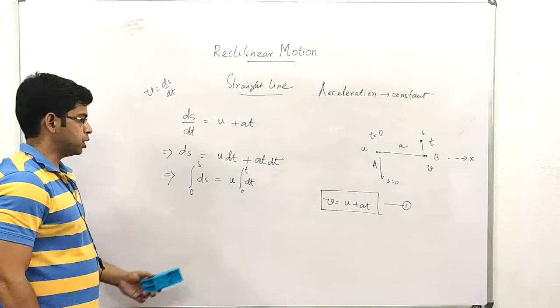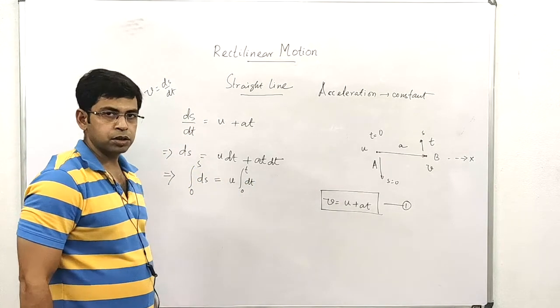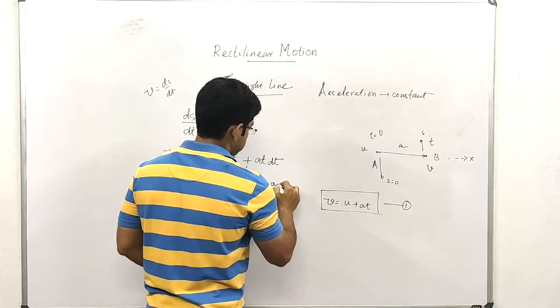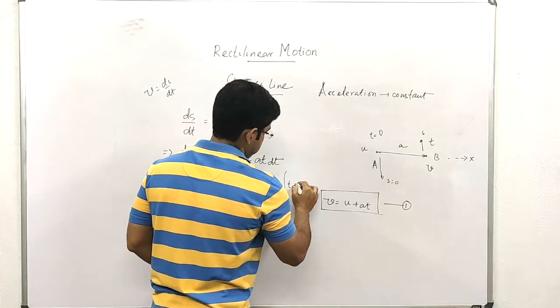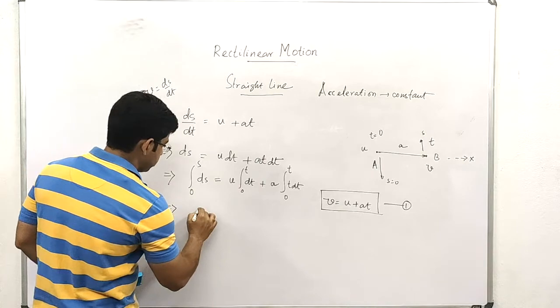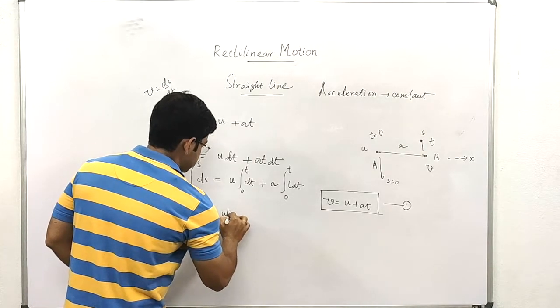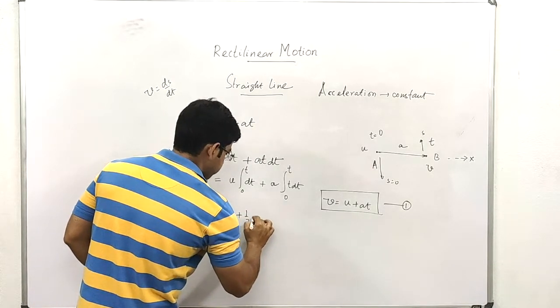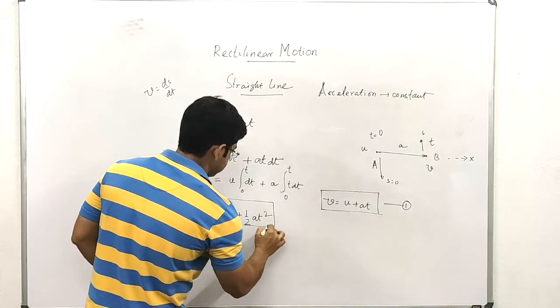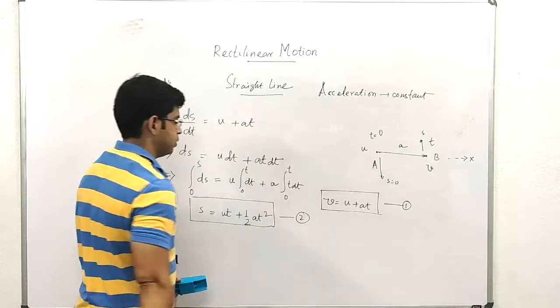Since u is a constant quantity, it has a constant initial velocity, plus acceleration is constant, and within the integral we have t dt, integrating from 0 to t, and finally we will get s equals to ut plus half at square. So this is the second equation of kinematics.